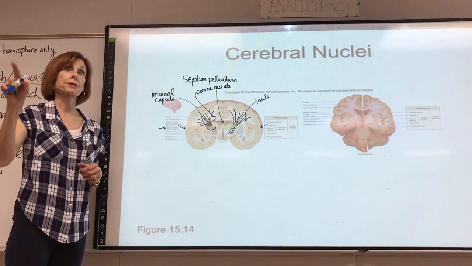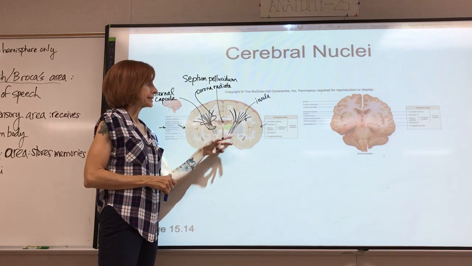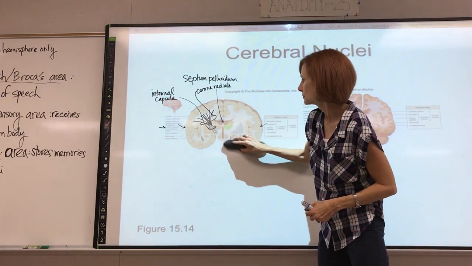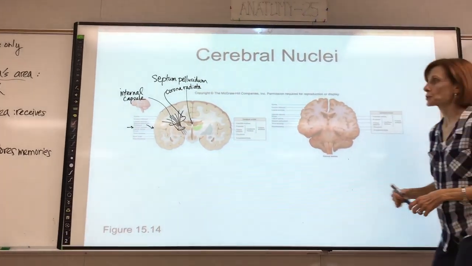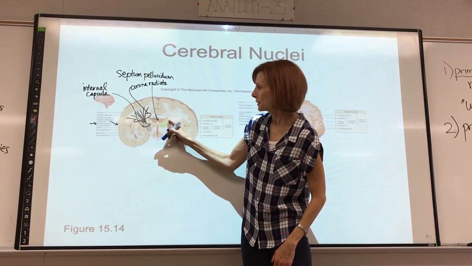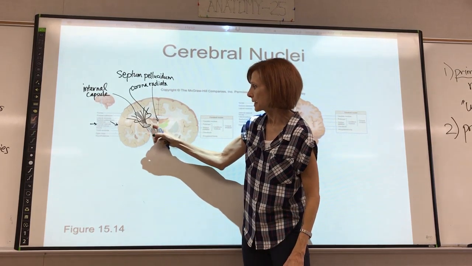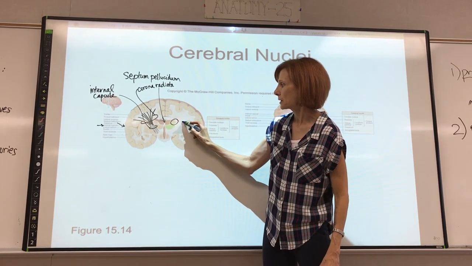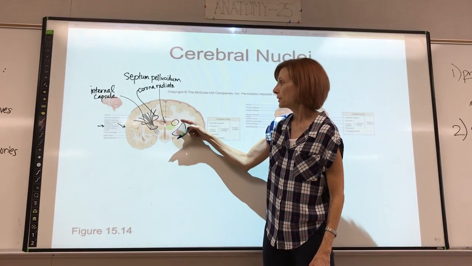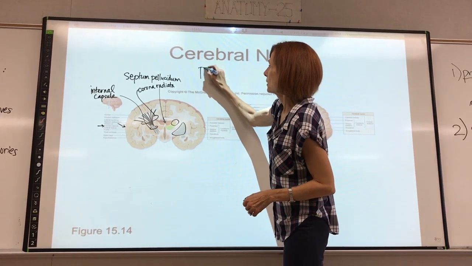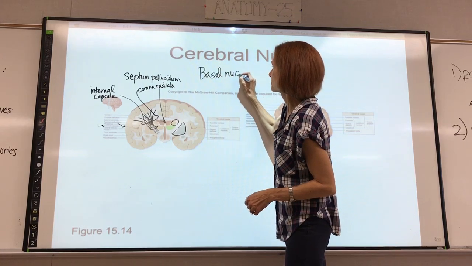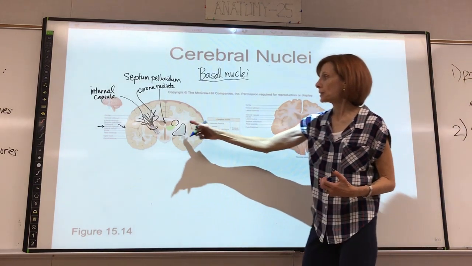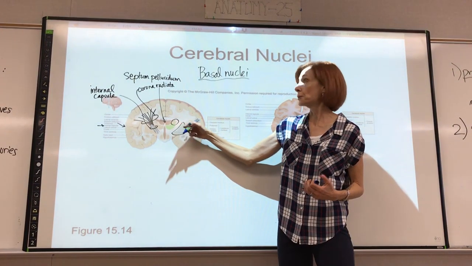So I'd like you to know those two parts of the white matter. One more thing. Let's talk about some of these deep nuclei here. You can see here, shown in this blue and this green right here, this is actually down in the diencephalon. This nucleus looks like just a little circular thing, and this one looks kind of triangular. These function together, and they are called the basal nuclei. I would like you to know their names. This one is called the caudate nucleus.